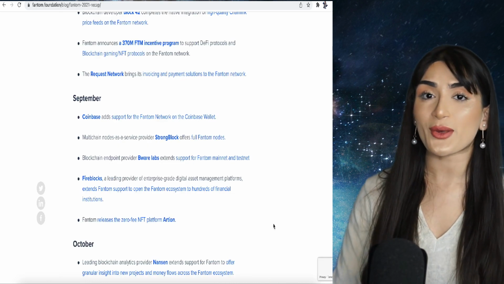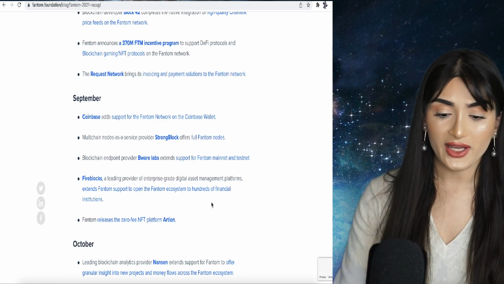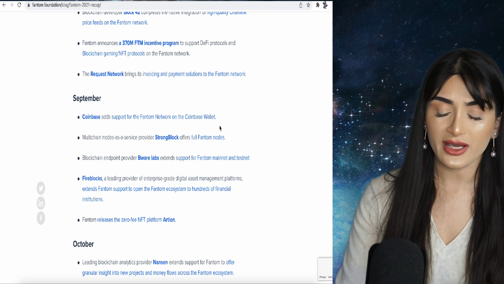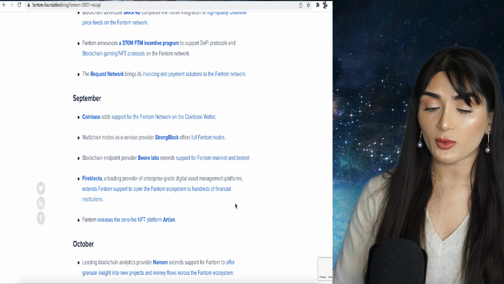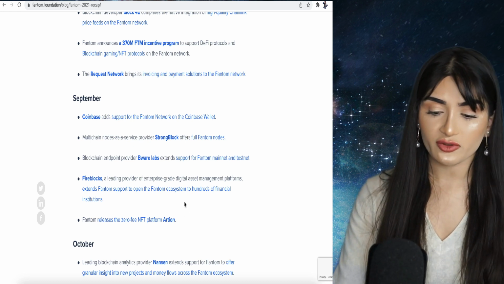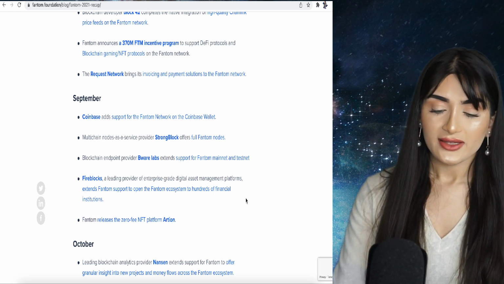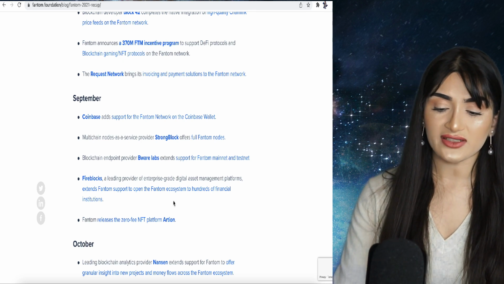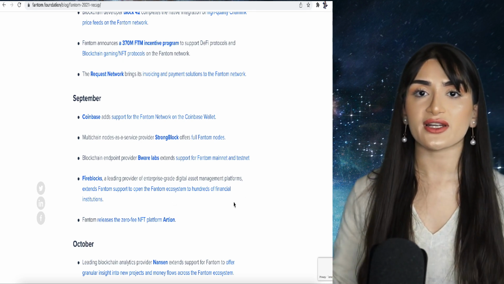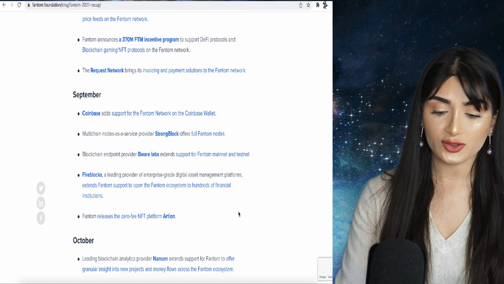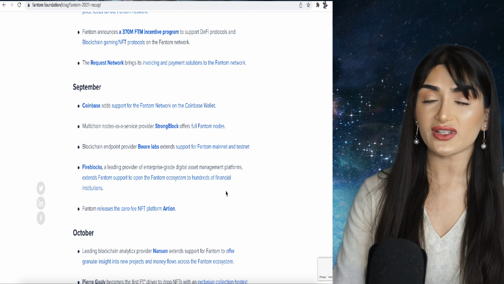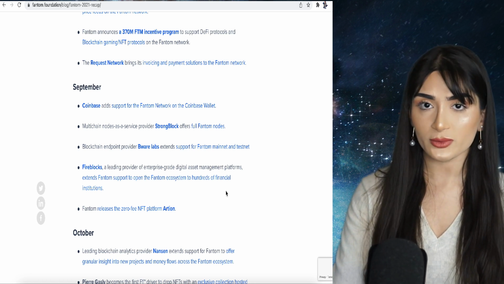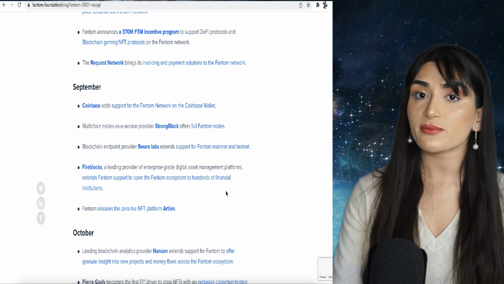September was another big month for developments. We had Coinbase adding support for the Fantom network on the Coinbase wallet. And then we also had another huge one with Fireblocks, which is a leading provider of enterprise-grade digital asset management platforms. The key thing is that they opened up the Fantom ecosystem and allowed access for hundreds of financial institutions. That is big. When financial institutions get involved and they buy and hold and actually use a cryptocurrency, that really is mass adoption.